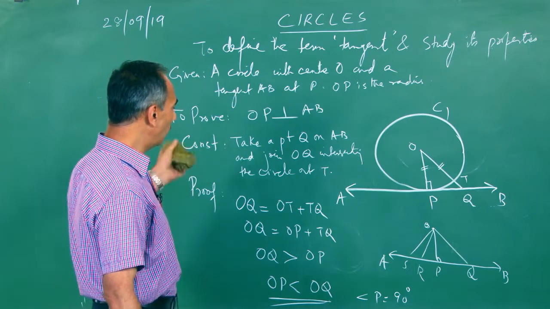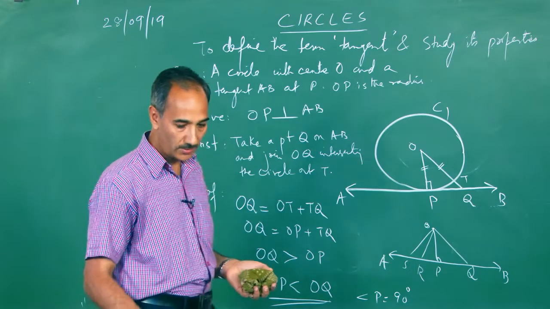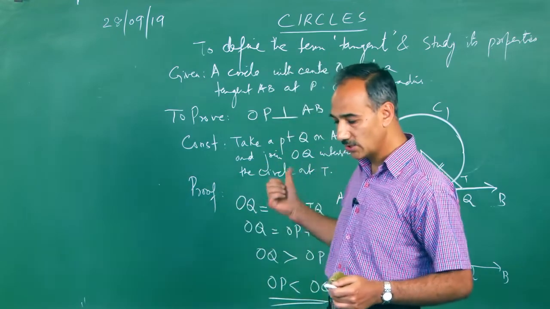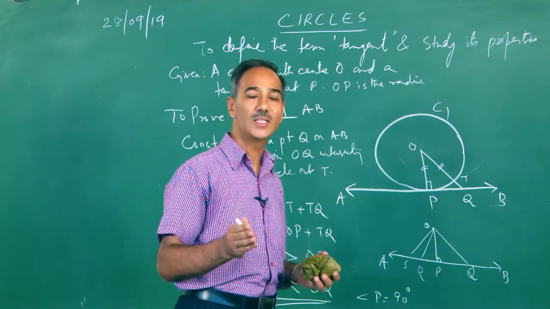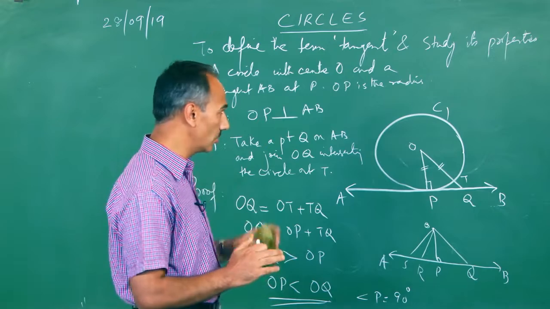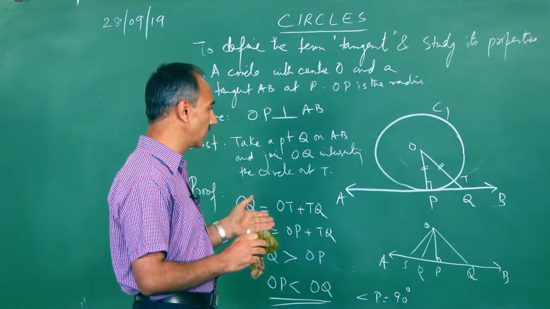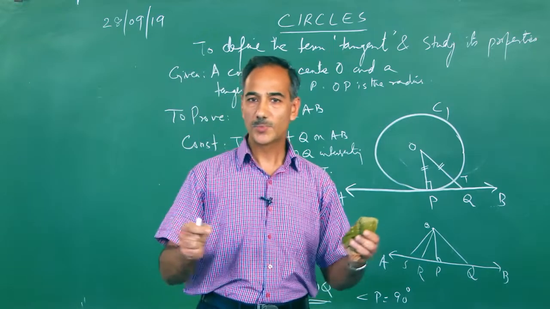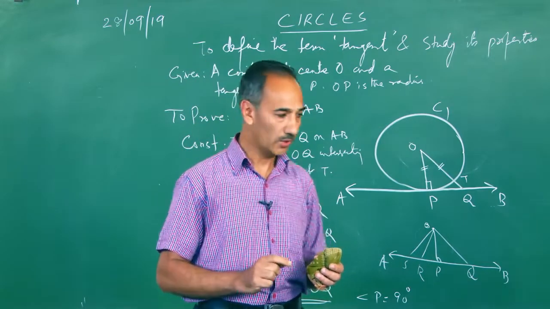Now, how to remember? In fact, this is a theorem. You could remember this result as the tangent radius theorem, because this result talks about the relationship between a tangent and a radius in a circle. So do remember it as the tangent radius theorem. The tangent radius theorem simply states that the tangent is perpendicular to the radius through the point of contact.